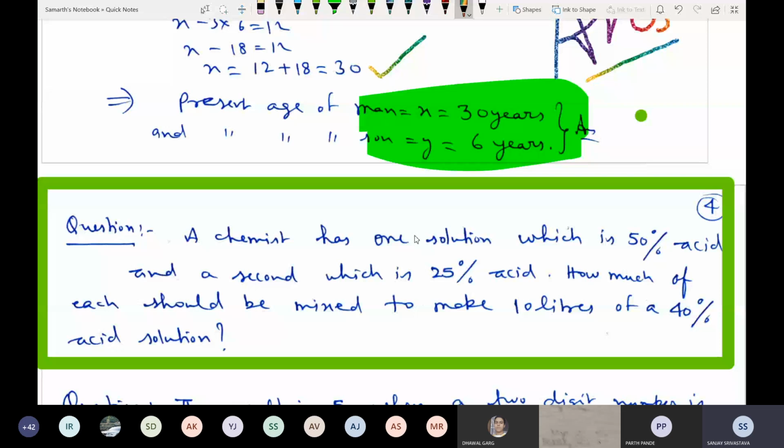Absolutely correct. And what is the answer, by the way? So the answer is 6 liters of 50% solution should be mixed with 4 liters of 25% solution. Absolutely correct, Harshit. Very good. Congratulations. I am observing that you have framed the correct equation with the correct working. Anybody else?